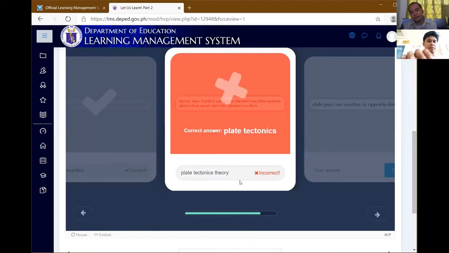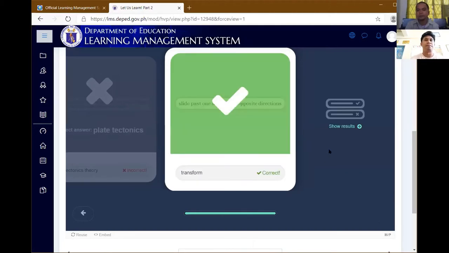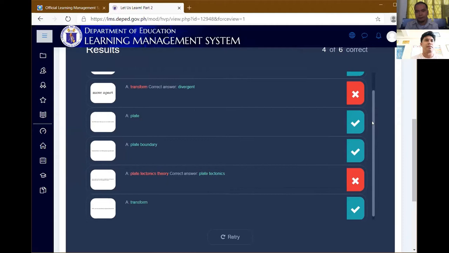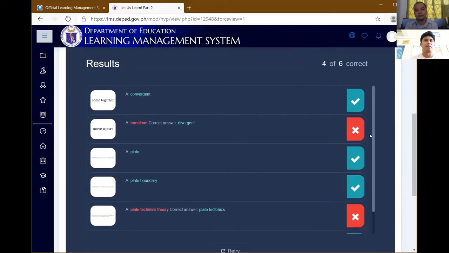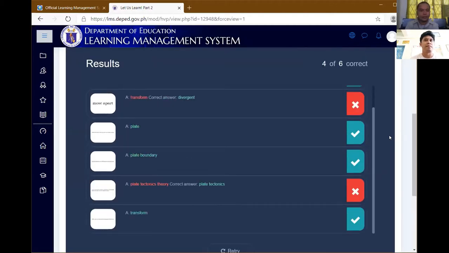So if you want to master the terms, you can just go back later as we go through the different parts of the lesson. Okay, so you can click the show results for your score. It's 4 out of 6. Okay, not bad. Now we can proceed to the let us try portion of our lesson.